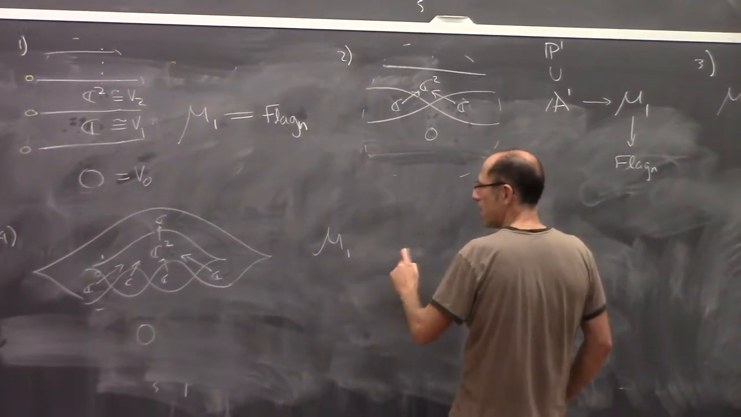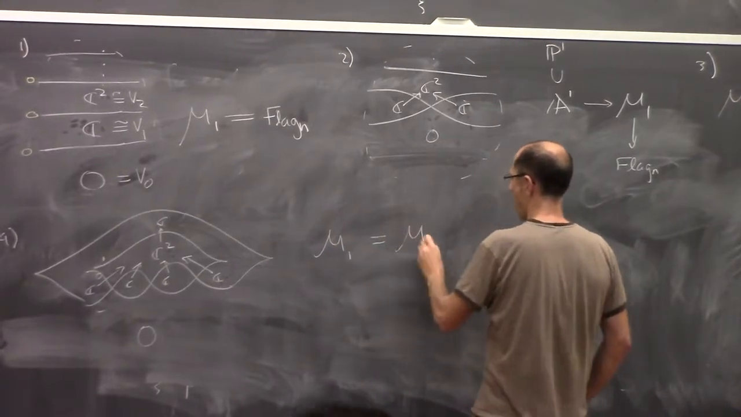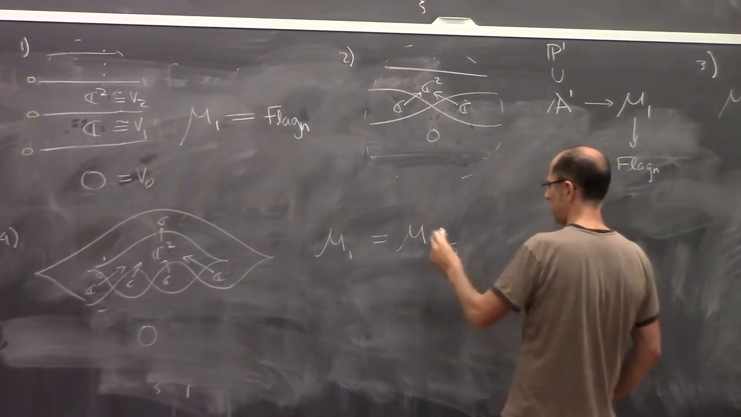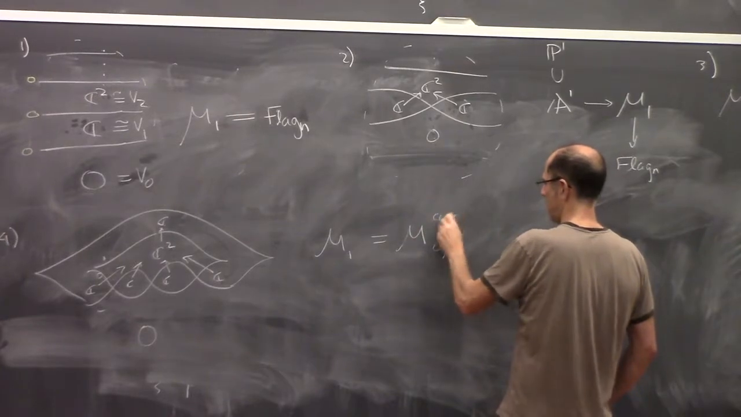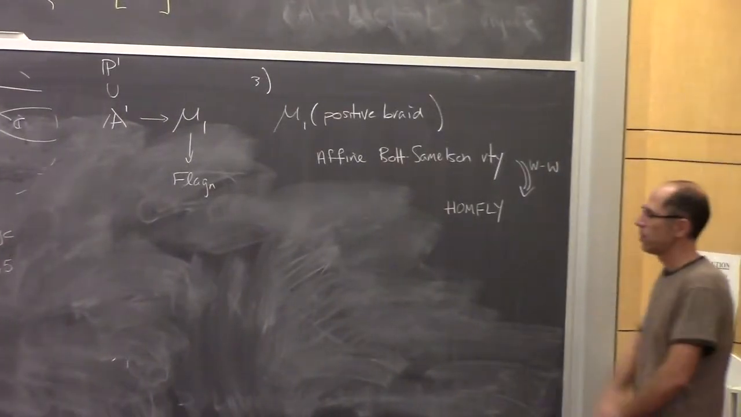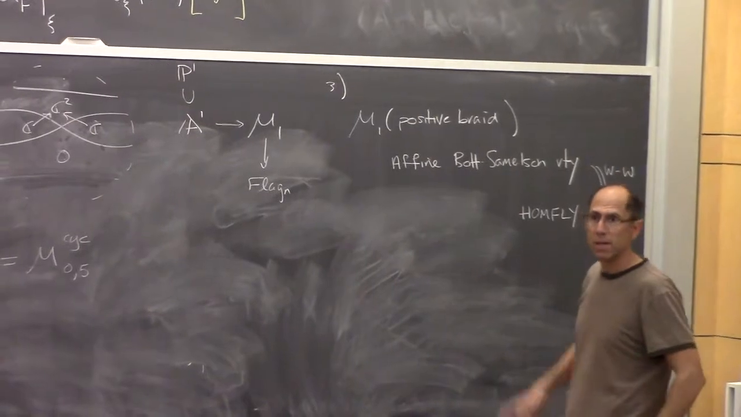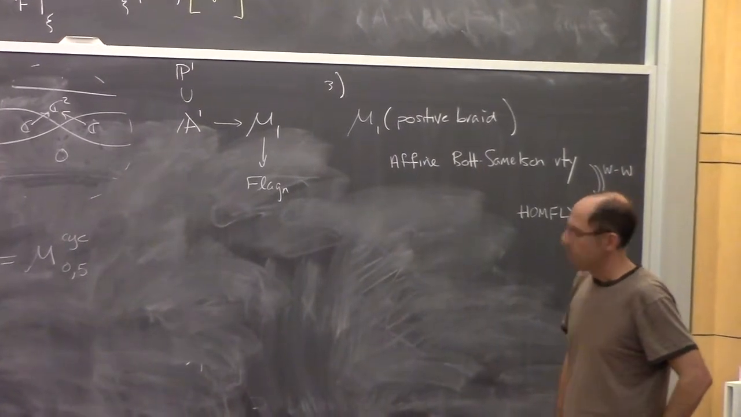So the moduli space is these 5 points in P1, which is M_{0,5}, cyclic, with this distinct-from-neighboring-point condition. So you can arrange them in a necklace or a pentagon of 5 points. Each one has to be distinct from its neighbor.